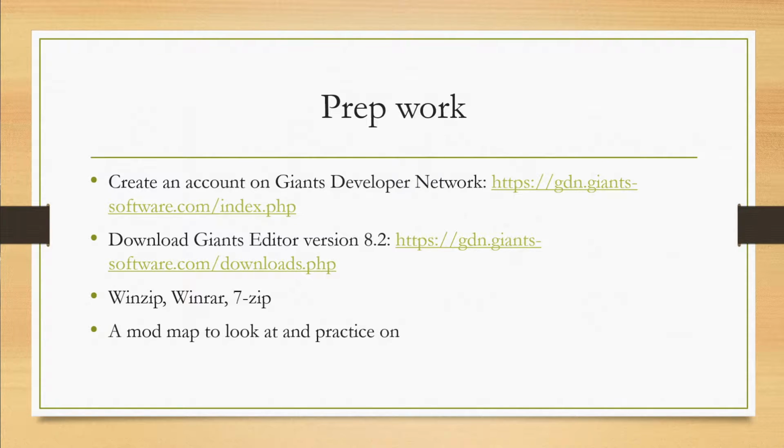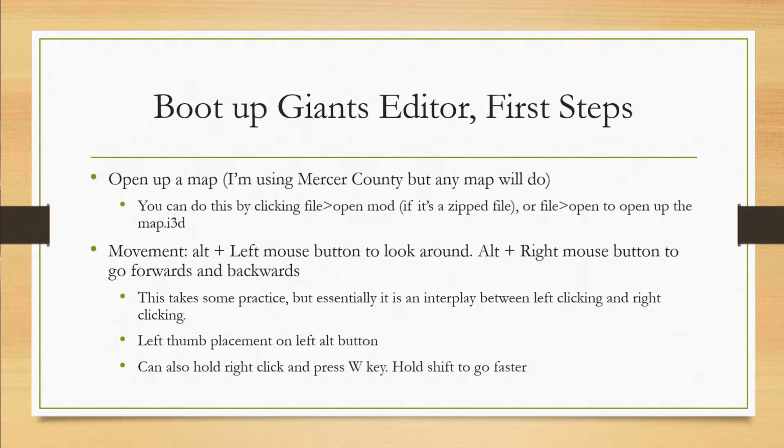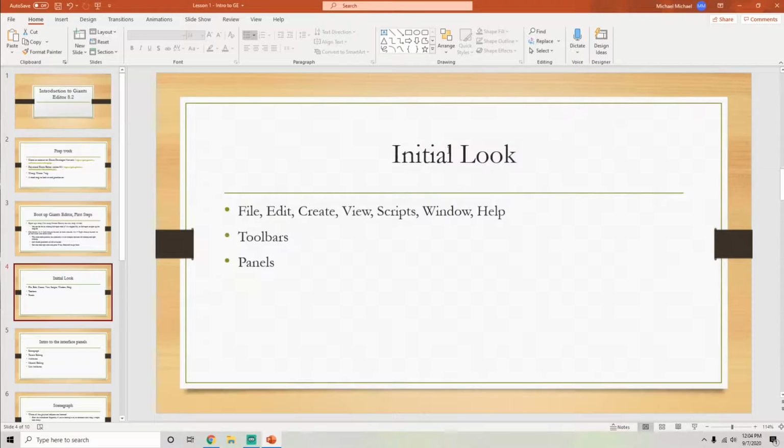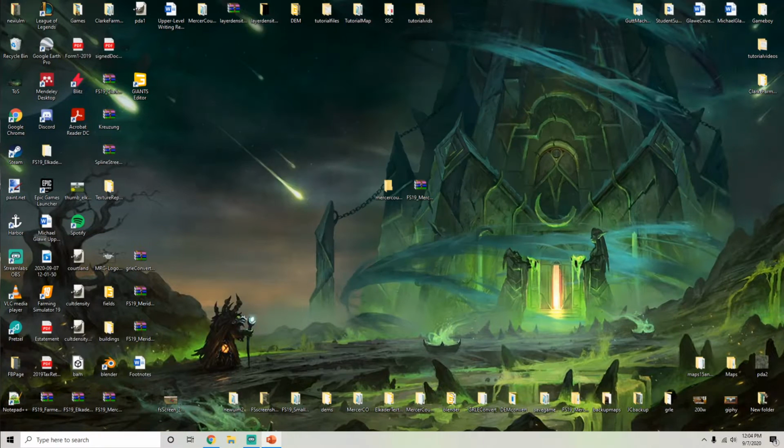I'm going to be using Mercer County, one of my maps, to show you how to do everything in Giants Editor and give you examples of some things. You don't have to use that, but feel free to go ahead and download that map. So that's what we're going to be using. Let's get started. Let's move this PowerPoint out of the way, off to the side.